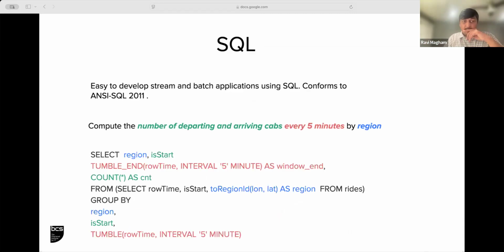I want to quickly mention that Flink offers SQL as a capability. So it's very quick to onboard and write jobs, both batch and streaming, using SQL. They have these notions of tumble end, tumble start, hop end, hop start. So all the windowing capabilities we discussed, sliding, hopping, session, can be written as a SQL query.